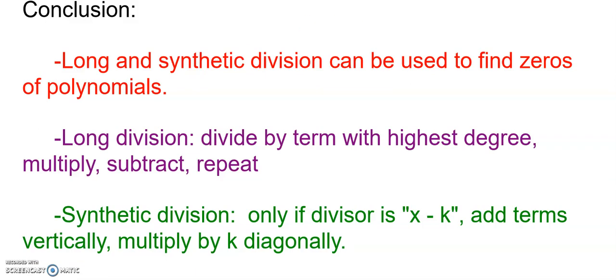All right, you guys, so in conclusion, long and synthetic division can be used to find zeros of polynomials. Long division, we divide by a term with the highest degree, multiply, subtract, and repeat. Synthetic division, the only divisor is x minus k. That's the only time we can do that. And we add terms vertically, very important, and we multiply by k diagonally.